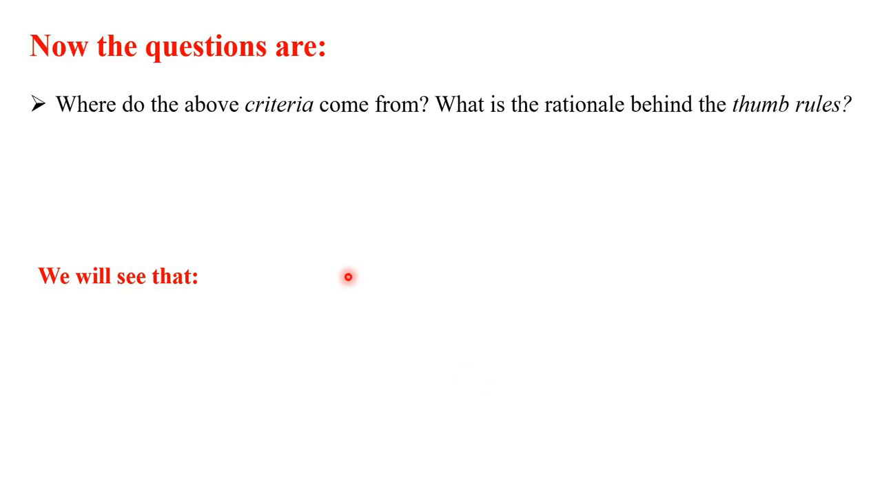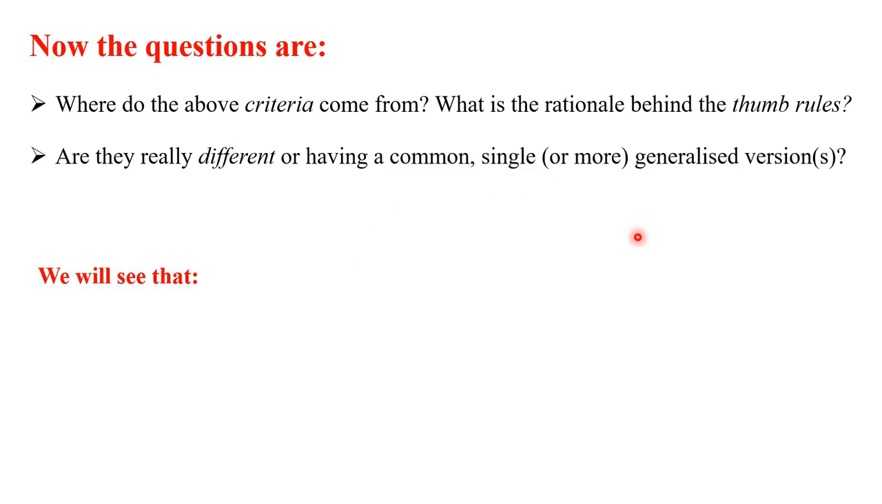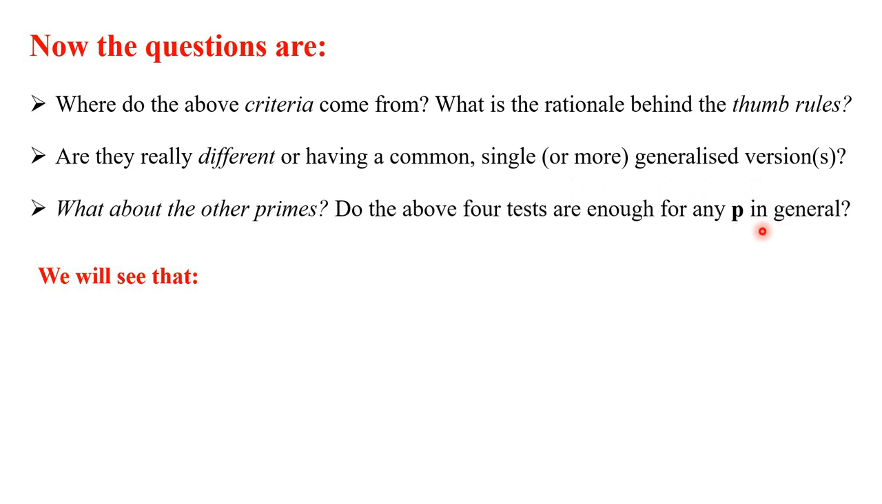What we'll see is this criteria, this thumb rule, where do they come from? Or in other words, what is the rationale behind the thumb rule? The second question, are they all really different, or do they have a common single, maybe more than one, generalized versions? And what about other primes? Are these criteria enough for any p in general?